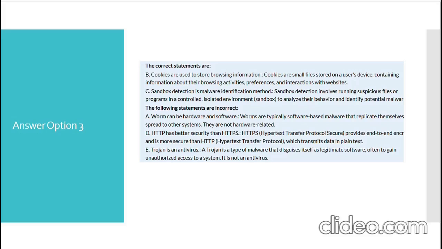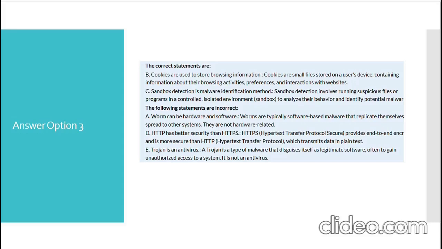with websites. The sandbox detection method is a malware identification method, that is also correct. Sandbox detection involves running suspicious files or programs in a controlled, isolated environment or sandbox to analyze their behavior and identify potential malware. The following statements are incorrect. That is A. Worm can be hardware and software. Worms are typically software-based malware that replicate themselves and spread to other systems. They are not hardware related.